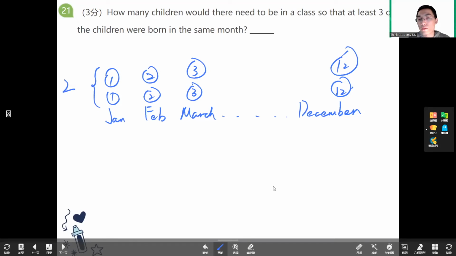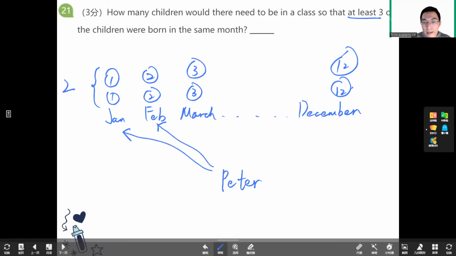The question is asking for at least 3 children born in the same month. It says at least, so we just need to add 1 child. Let's say Peter. No matter which month he was born in, he will fulfill the condition the question is asking, at least 3. So if Peter is born in January, then we have 3 children born in January. If he's born in February, then we have 3 children born in February.